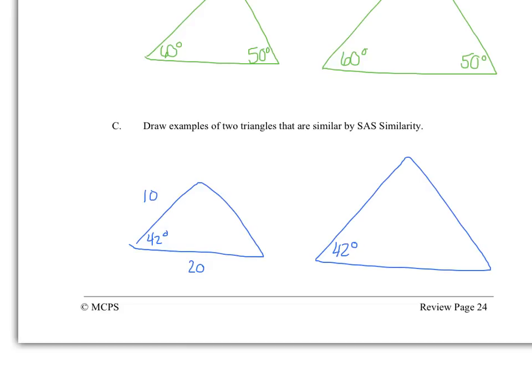So let's say 10 times 5. 10 times 5 is 50. 20 times 5 is 100. So these two triangles are similar by SAS similarity.